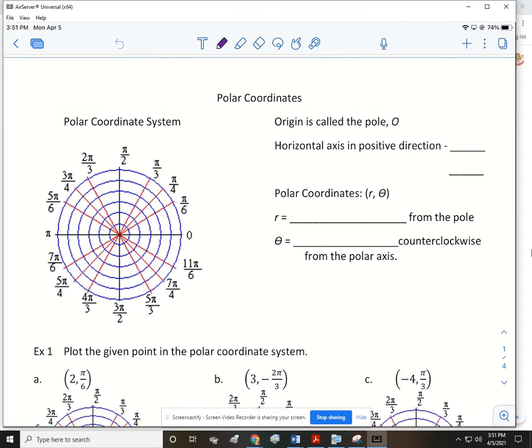All right, so we are going to start talking about the polar coordinate system, which should be a brand new topic for you, so not something you've ever learned before. And so it's a whole new coordinate system that's based on circles.